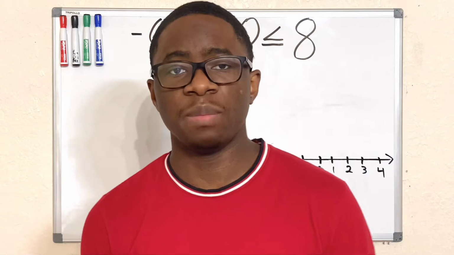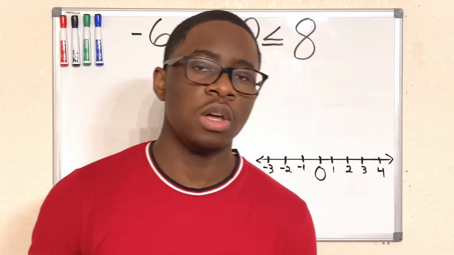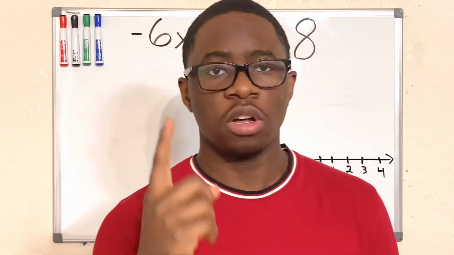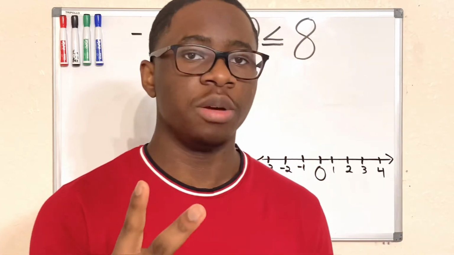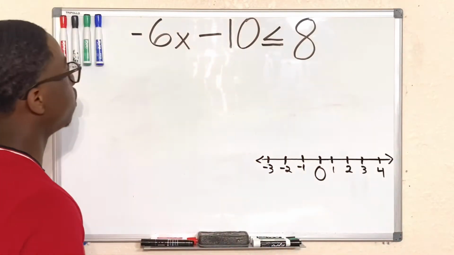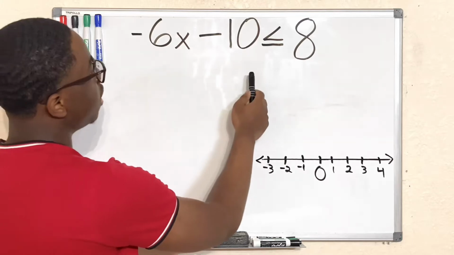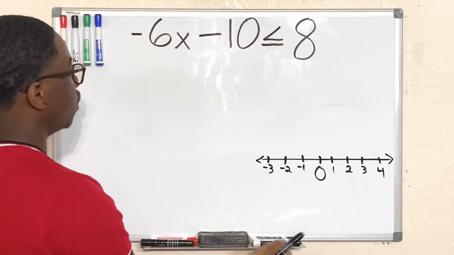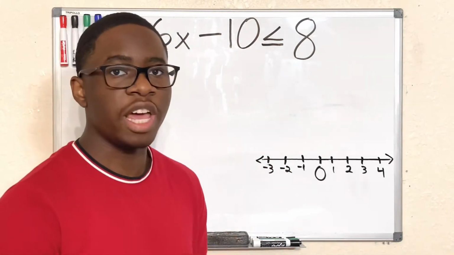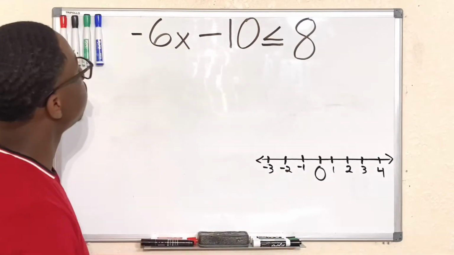Alright guys, before we hop into combining two inequalities, we have to know two things. Can you solve an inequality and can you graph it on the number line? That's what we're doing here. So here we have negative 6x minus 10 is less than or equal to 8, and we have our number line. If you think you can solve it, go ahead and solve it and graph it as well. If not, let's do it together.